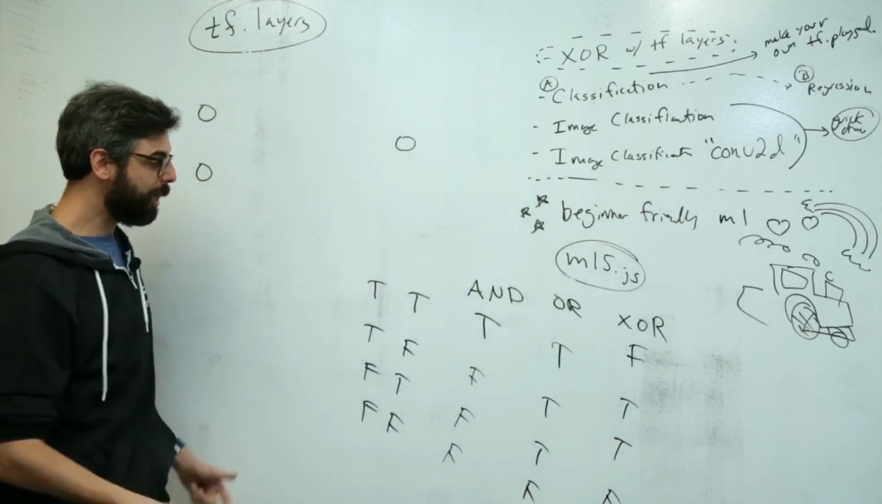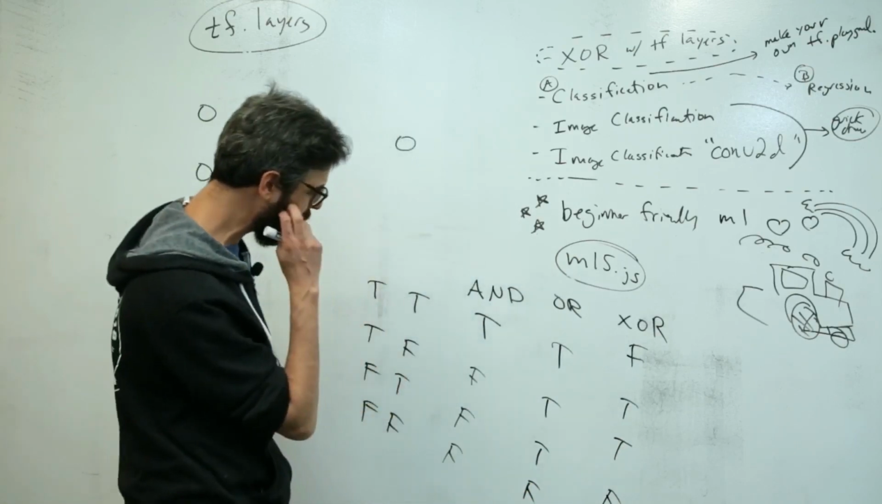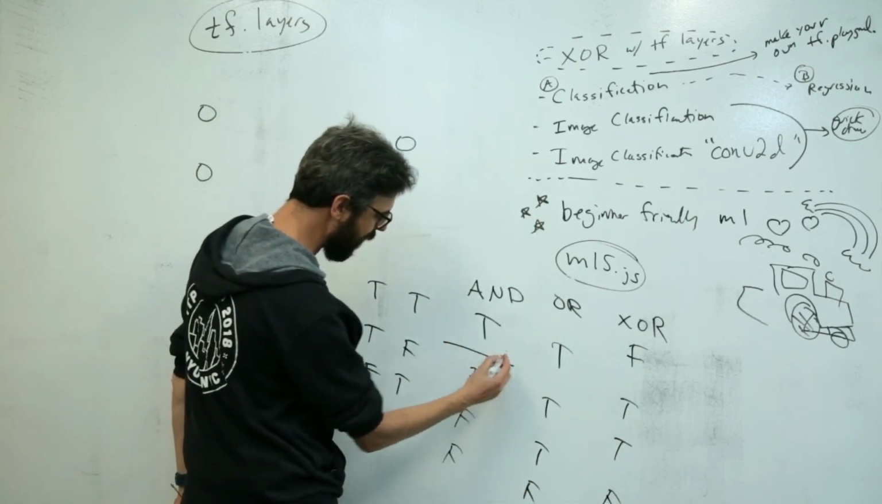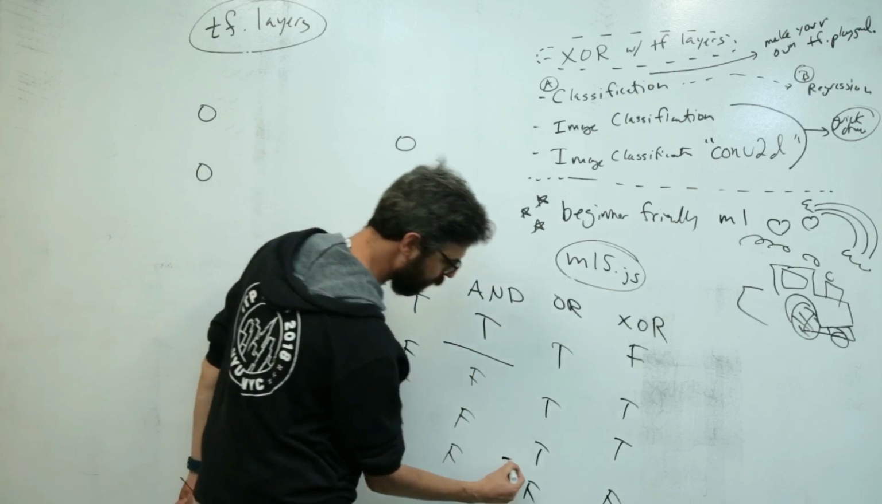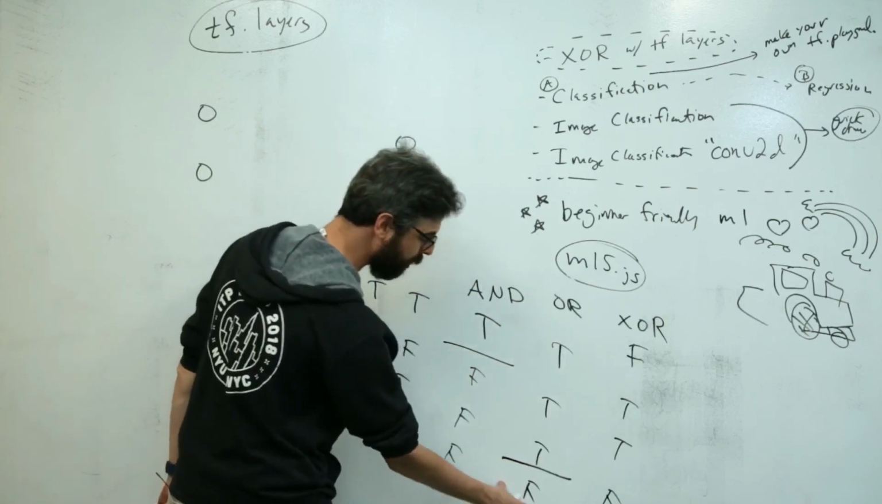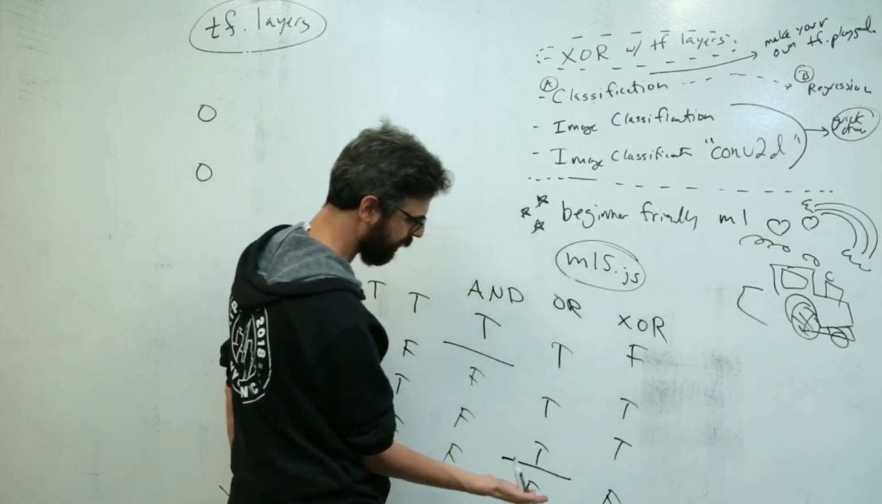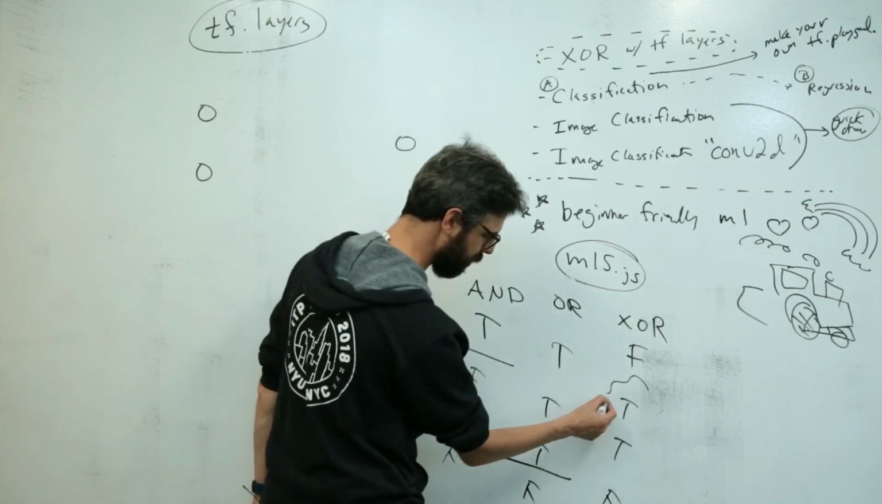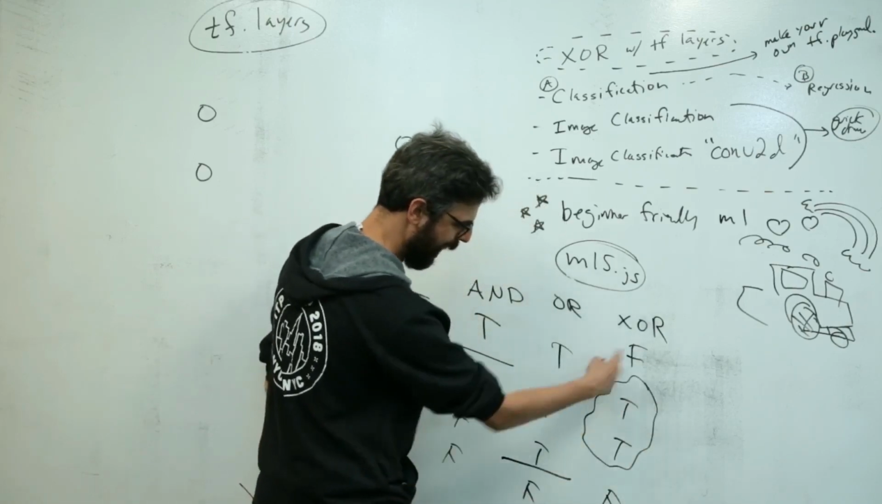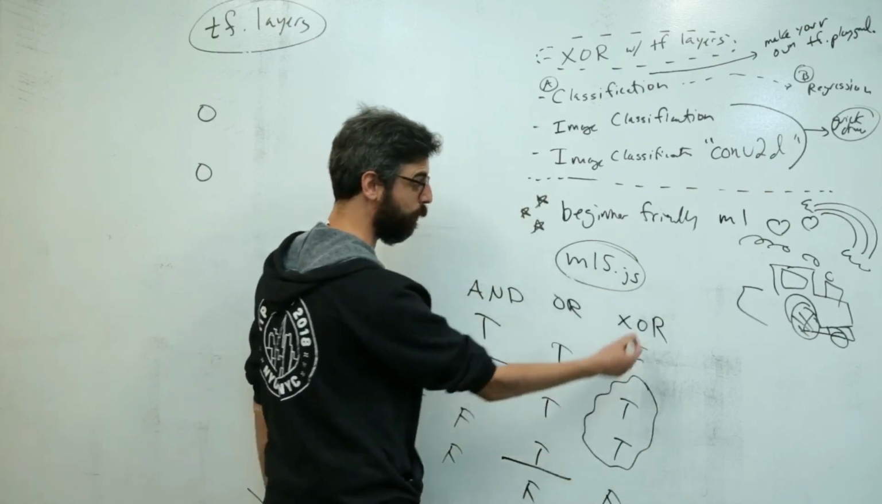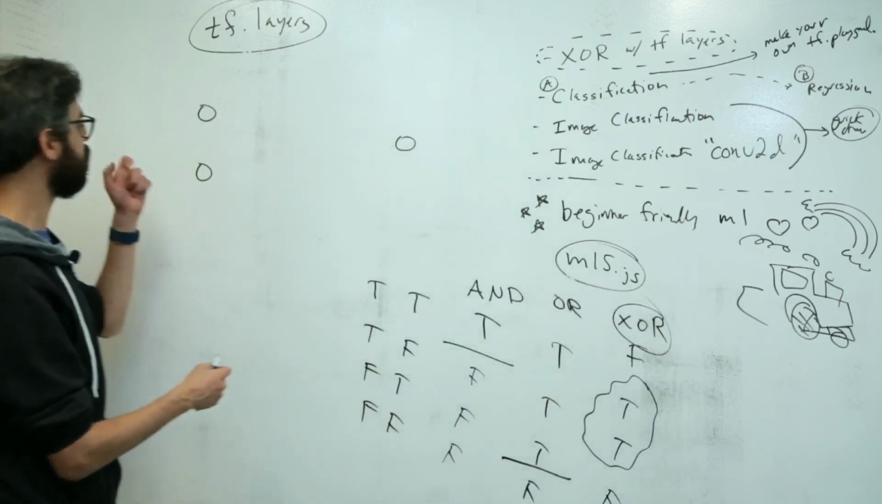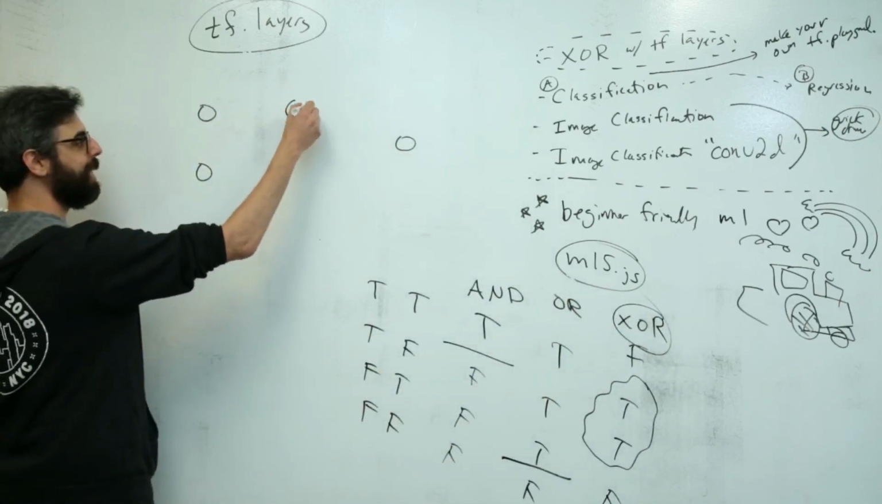And the idea of linearly separable comes up here because I can draw a line here to separate true from false. I can draw a line here to separate true from false. But here, I can't draw a line. I could do this. But I can't draw a single line to separate true from false. We need a more sophisticated model with a hidden layer.